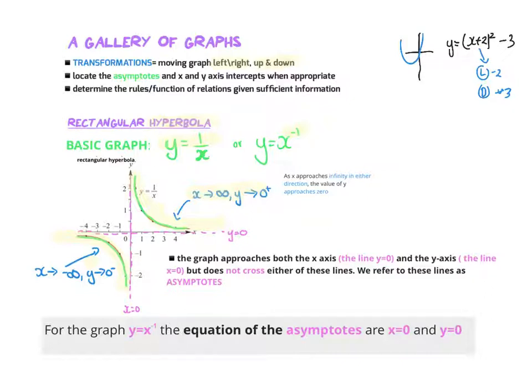So we can see it never touches the x and y axes. It goes right up really close, and when it goes right up really close, they're called asymptotes. So for a basic 1 over x graph, the asymptotes are y equals 0 and x equals 0, or the y and x axes in this case. So that green graph will never cross. So now we're going to look at what happens when we do some transformations.